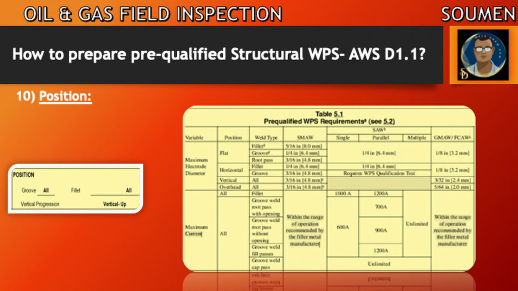Okay, now we will go for the position. All positions are allowed here, fillet all allowed here. Welding progression is uphill, vertical up. For the pre-qualified WPS requirement, you can see table 5.1.